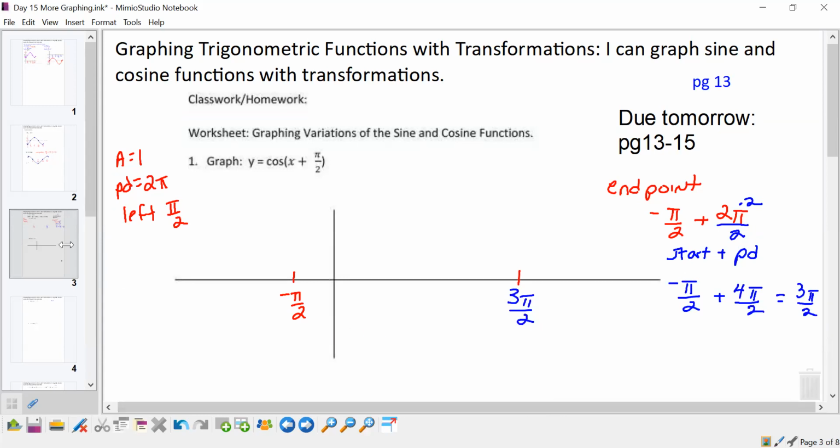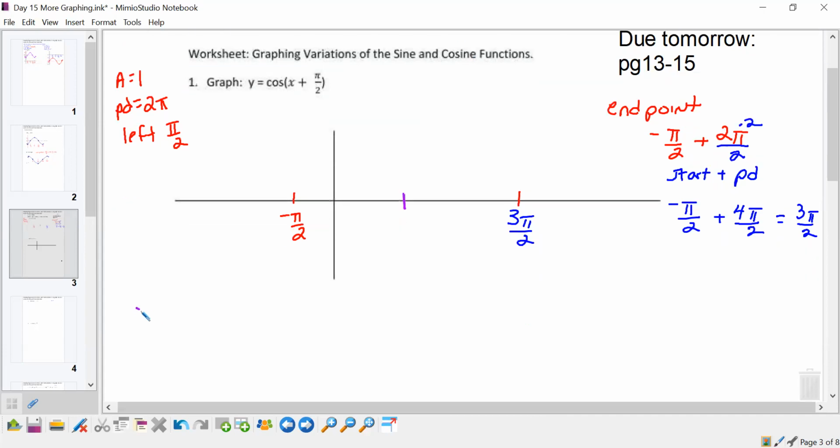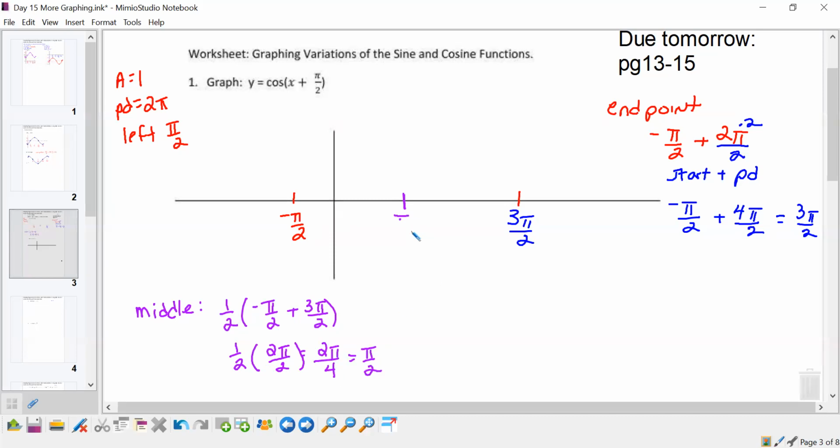Now I need a middle point 3 times. So first I need the middle here. So to find a midpoint, it's the average of the endpoints. So I'm going to add up the endpoints and divide by 2, but since we already have a fraction, I'm going to multiply by 1/2. So this is -1 plus 2. So this is 2 pi over 4, which reduces to pi over 2.